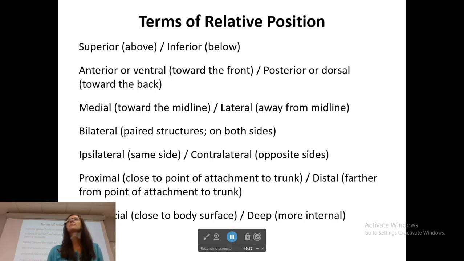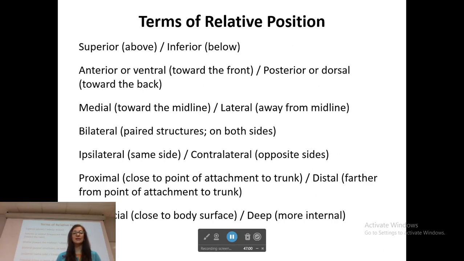Okay? What about the heart? The heart is medial to what other organs? The lungs, right? So the heart is medial to the lungs. It's in the middle. The lungs are lateral to the heart. Okay?